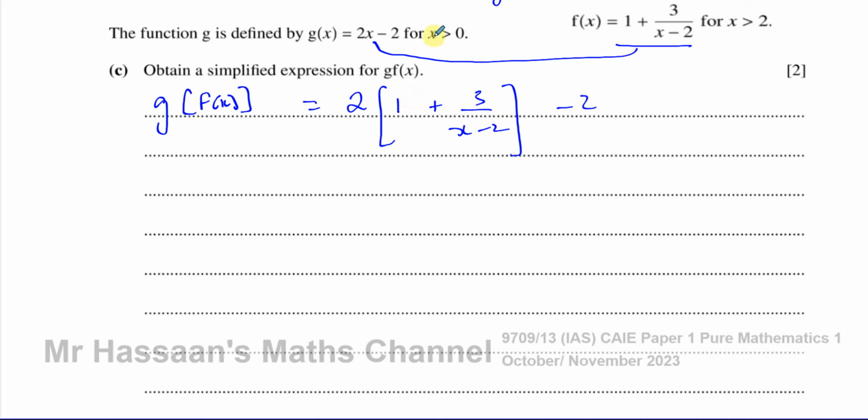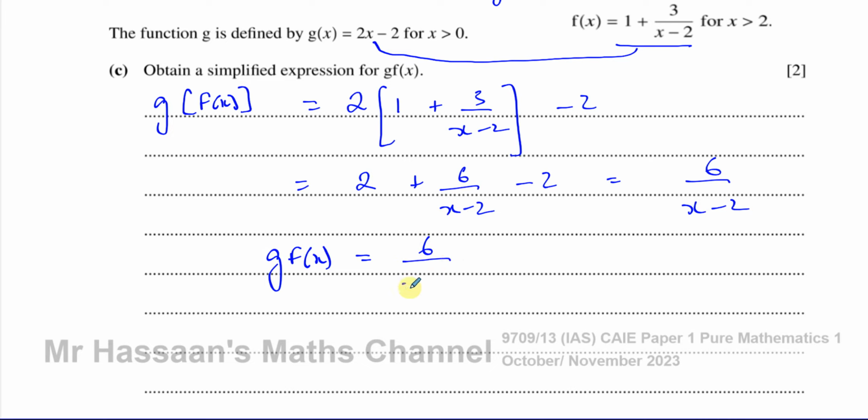That's what happens. All right, so now we can just expand this. 2 times 1 is 2, and 2 times 3 over x minus 2 is 6 over x minus 2, and the minus 2 there by itself, they cancel out, so you're left with 6 over x minus 2. We can just say g of f of x is equal to 6 over x minus 2. Okay, so they didn't ask us for the domain or the range or anything like that, just an expression for the function g of f of x. So there's the answer to that question.